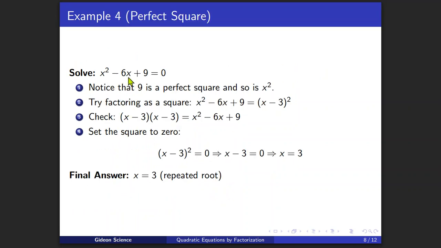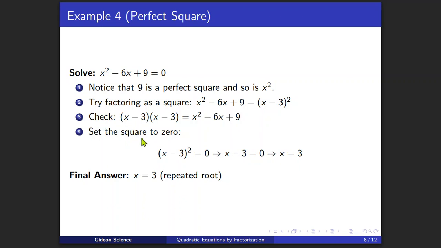x squared minus 6x plus 9 equals 0. So you notice that 9 is a perfect square and so is x squared. So we want to factorize the quadratic equation as a square. So we have this. Truly, you can check. When you check, you will see that x minus 3 in bracket times x minus 3 in bracket will lead to x squared minus 6x plus 9.